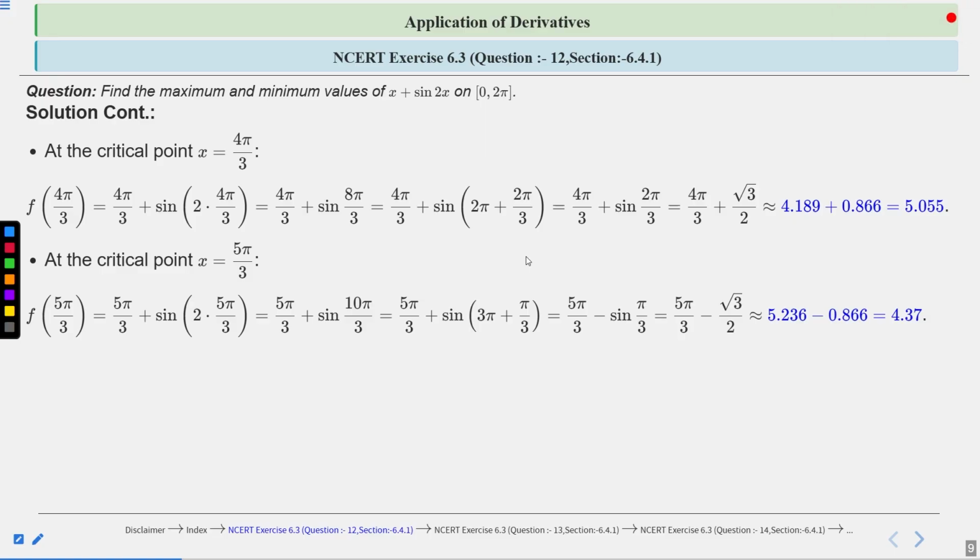Which is equal to 5 pi by 3 plus sine (3 pi plus pi by 3), and we know that it will be equal to 5 pi by 3 minus sine pi by 3, which is equal to 5 pi by 3 minus root 3 by 2. After solving this, you will get 5.236 minus 0.866, and we will get the value 4.37.